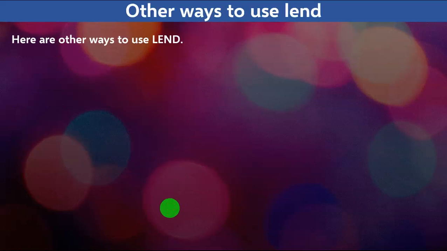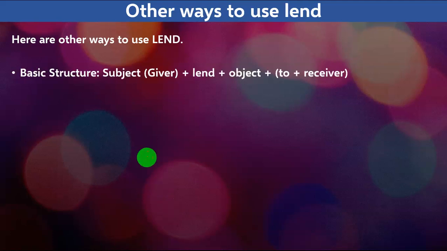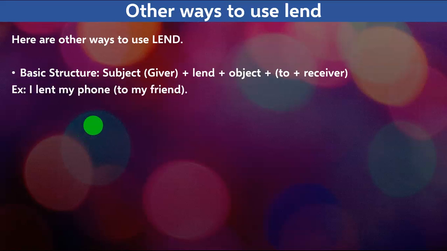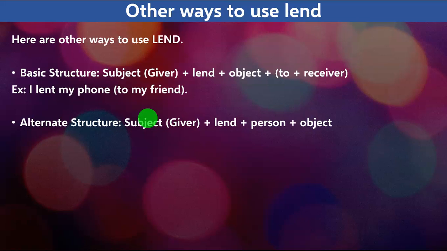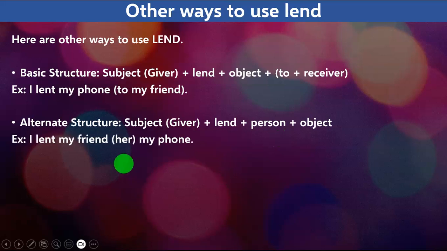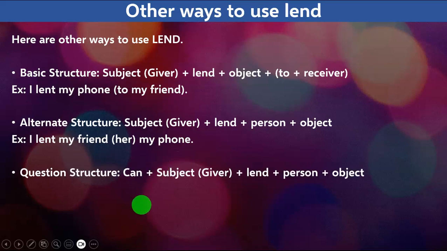Now, other ways to use lend, right? Here are some other ways to use lend. The basic structure I've already spoken to you about. I will not repeat that. I lent my phone to my friend. Let's talk about an alternate structure: subject plus lend plus person plus object. I lent my friend my phone. All right, okay, I lent my friend my phone, which is the alternate structure. Then there is a question structure: can plus subject plus lend plus person plus object.